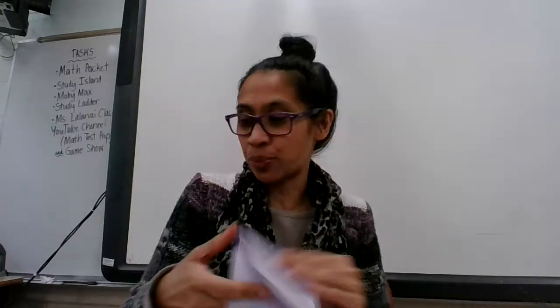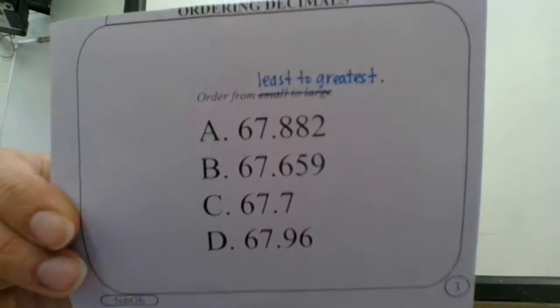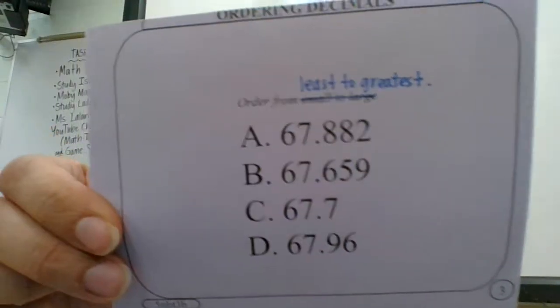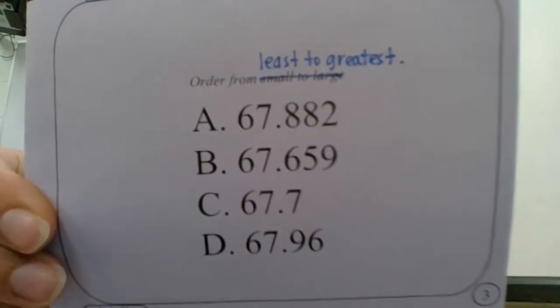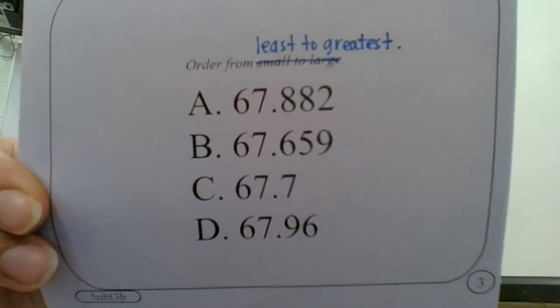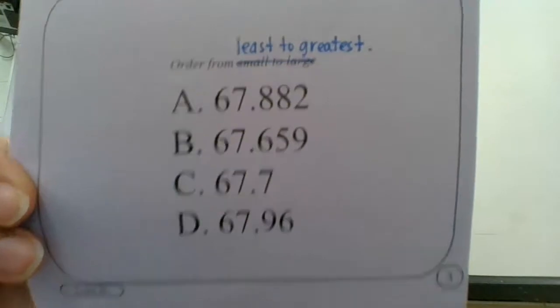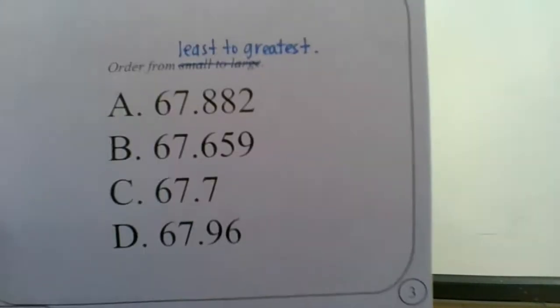All right, so again, like I said, if you get the answer right, you get a point, okay? All right, number 3, put these decimals in order from least to greatest. We have A, 67 and 882 thousandths. B, 67 and 659 thousandths. C, 67 and 7/10. D, 67 and 96 hundredths. So have them lined up just like that. Don't forget to do what? Fill in your zeros. All right, put them in order from least to greatest.